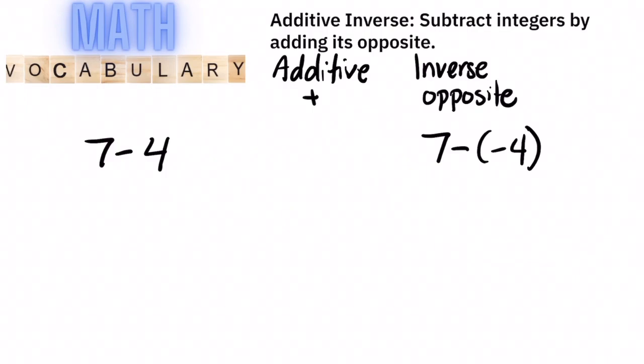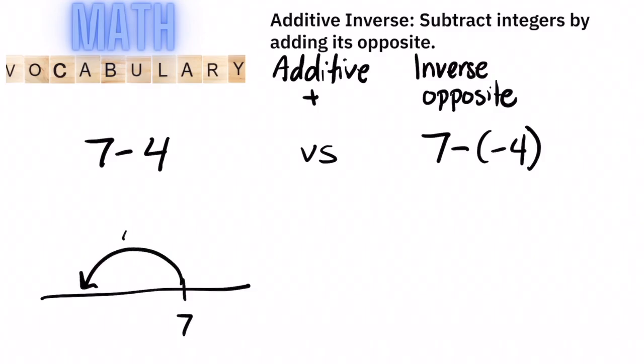Imagine these two scenarios. If I have 7 minus 4 and 7 minus negative 4. If I was doing this on a number line, I know I have 7, and to subtract 4 would just mean to move to the left 4 times to get to 3.